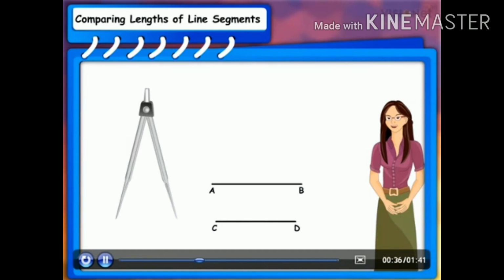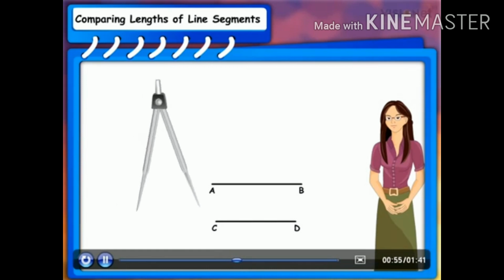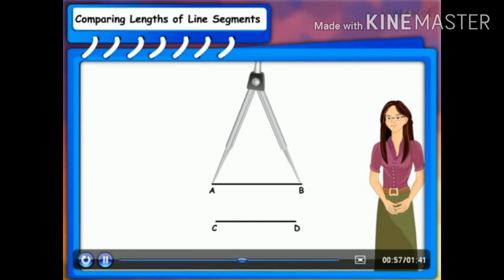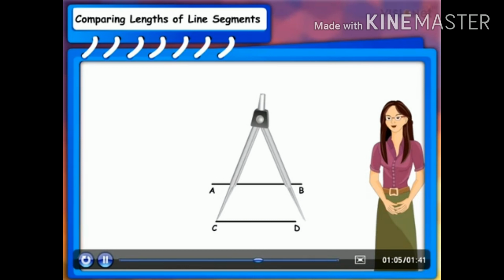Look at the screen. This is a divider. It has two pointed ends and two arms. Now look at this adjustment screw. With the help of this screw, we can adjust the arms of the divider. Now, we first measure the line segment AB by keeping the two ends of the divider on the points A and B as shown. Now lift the divider and put its one end on one point, say point C, of the other line segment as shown.